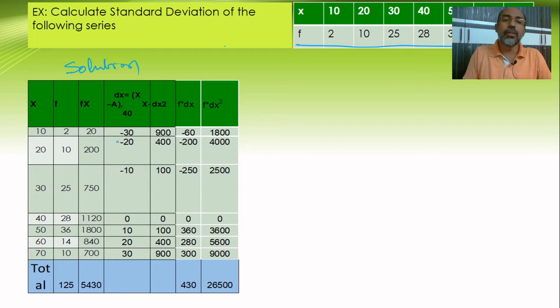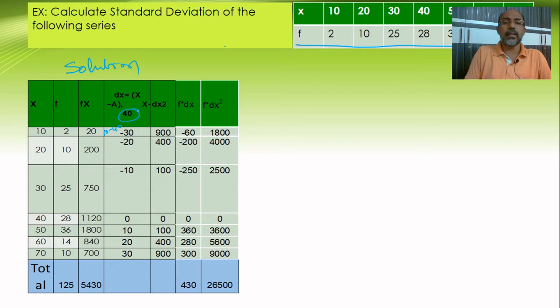We are using the assumed mean A as 40. So x minus 40, where x is this value. 10 minus 40 gives minus 30. 20 minus 40 gives minus 20. 30 minus 40 gives minus 10. 40 minus 40 is 0. 50 minus 40 is 10. 60 minus 40 is 20. 70 minus 40 is 30.